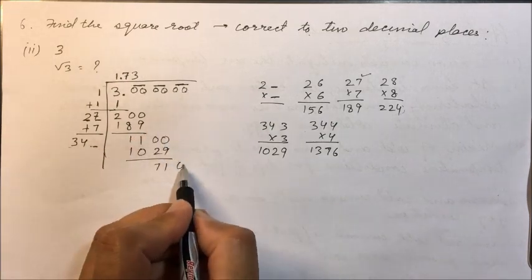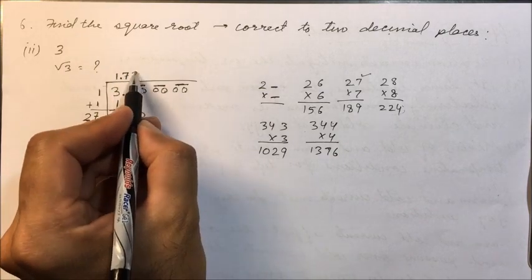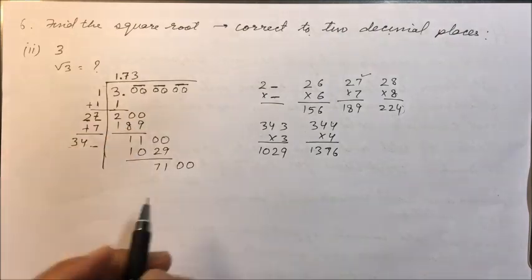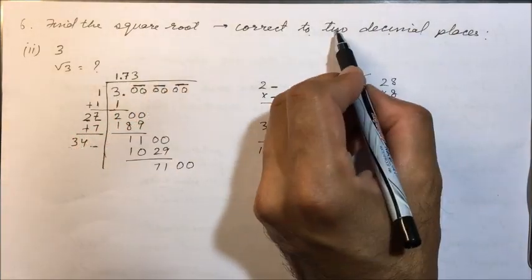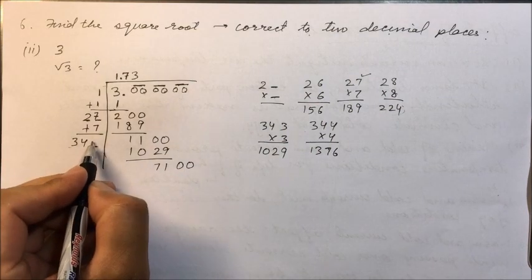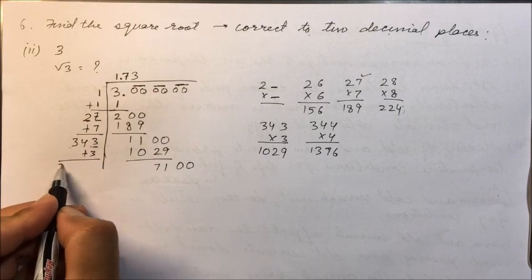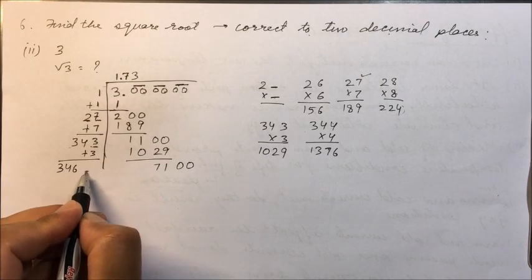Now the next pair I put here. From each pair we are getting one decimal place. So we need 3 so that we can correct to 2 decimal places. Now here it will be 3, again plus 3, 346. Again we have to find the digit here.